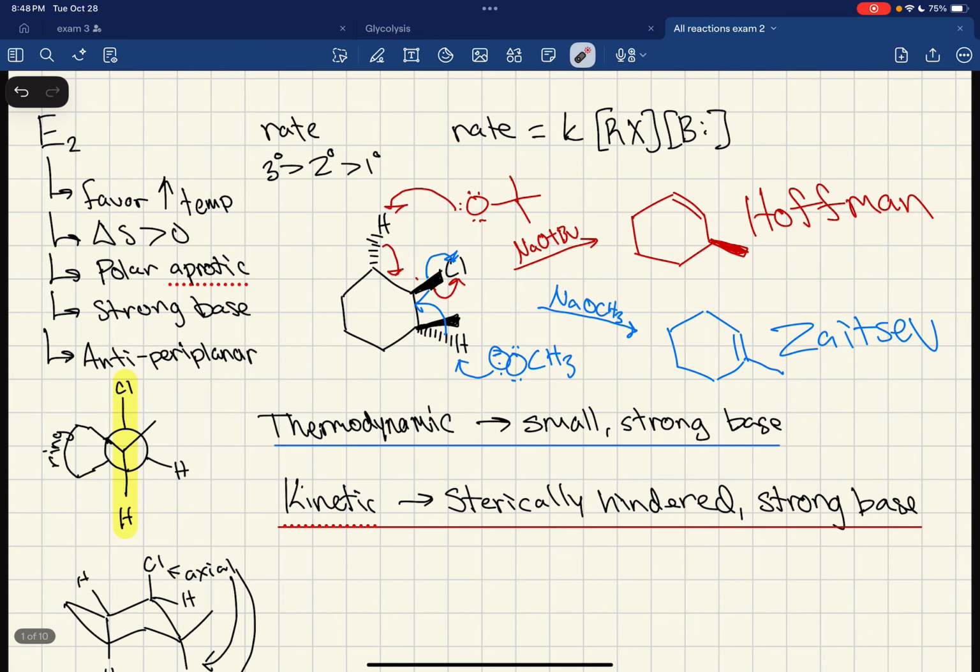All right, elimination, or E2, also favors a higher temperature, the same delta S. Polar aprotic solvents, though. Same with SN2, it's polar aprotic. E2 is polar aprotic. One distinguishing thing, though, is E2 does not happen with SN2. You can have either or. It doesn't typically happen together like it does with E1, SN1. You need a stronger base, whether that's bulky, like tert-butoxide, or a small one. It just needs to be strong, so typically negatively charged.